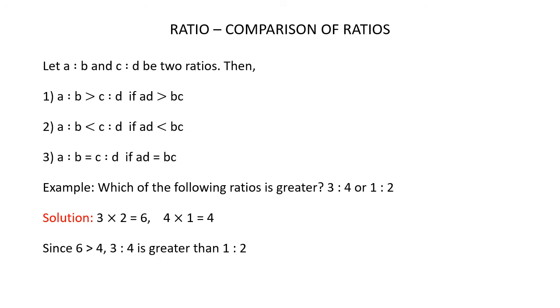For example, which of the following ratios is greater? 3 is to 4 or 1 is to 2? Now to find out which of these two ratios is greater, multiply 3 and 2. Also multiply 4 and 1. So 3 multiplied by 2 is 6. 4 multiplied by 1 is 4. Since 6 is greater than 4, 3 is to 4 is greater than 1 is to 2.